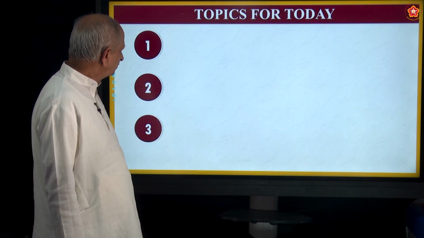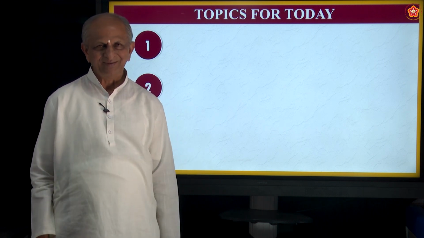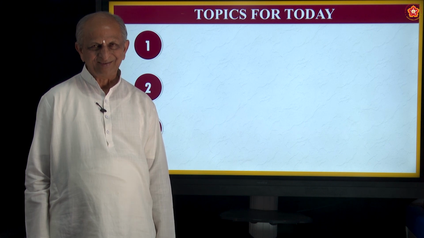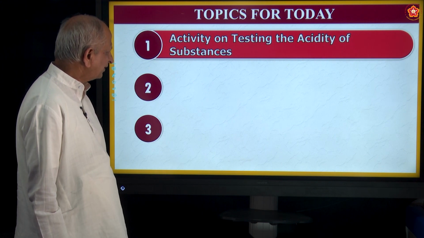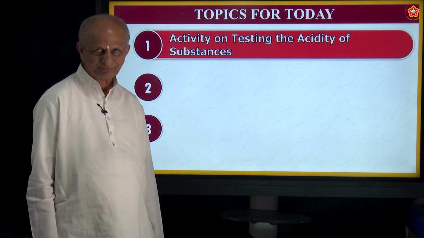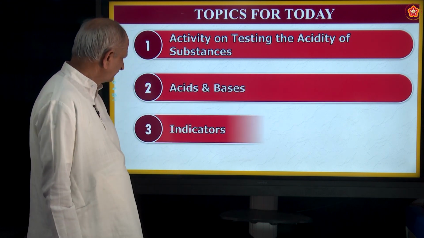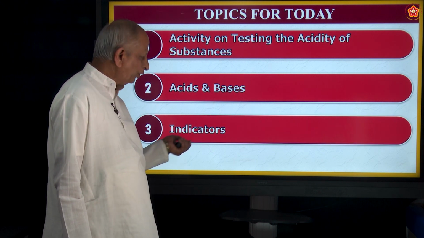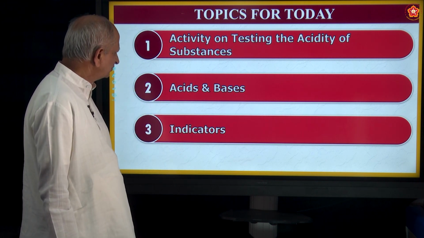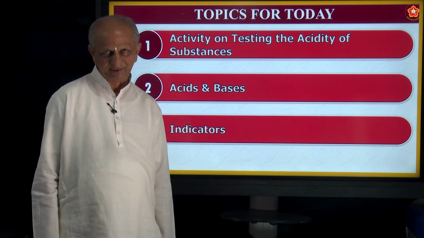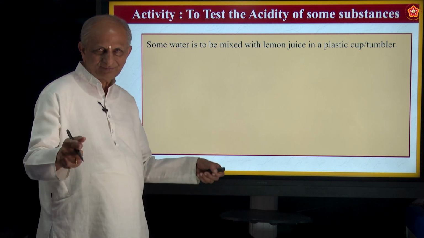Coming to topics for today. Come on, sit straight, give a smile, okay. Today's topic. First one, there is an activity on testing the acidity of substances. Second one, acids and bases. Thirdly, we study some more indicators, okay. So these are the things we have to discuss in a few minutes, right? So one by one we'll go. Ready? Okay.